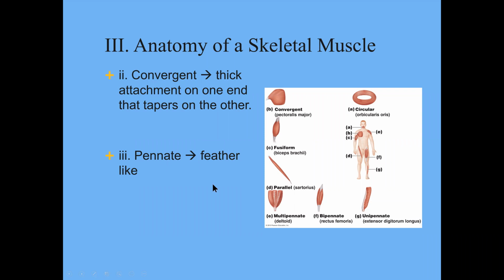We can have pinnate, okay, which are feather-like. This is multipinnate. This is bipinnate, and this is unipinnate. These are feather-like looking muscles, okay? We can have circular muscles that run around in a circle. We have some in our lips called the orbicularis oris, okay? And we have one around our eye called the orbicularis oculi.